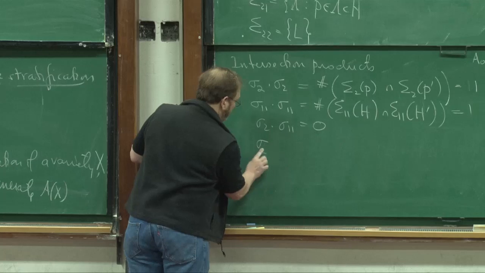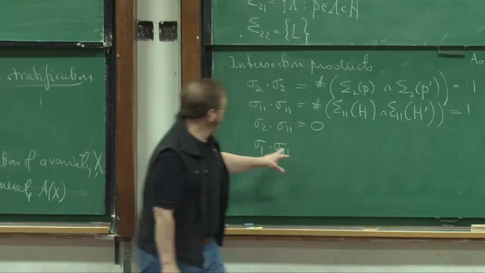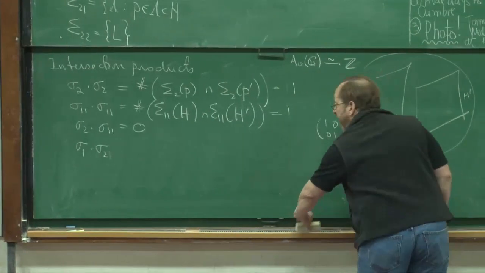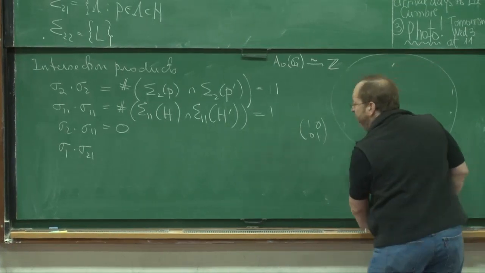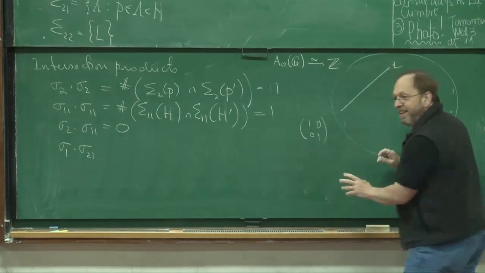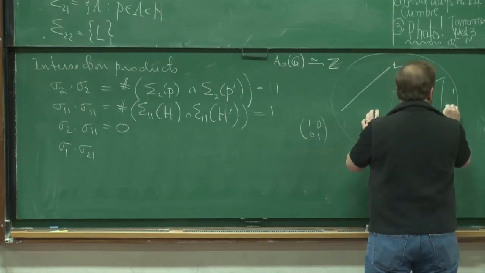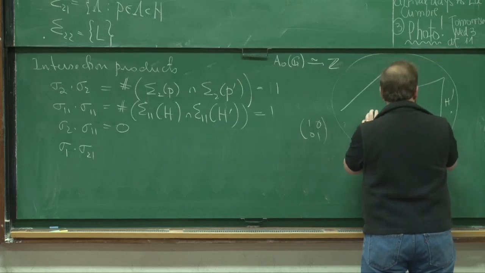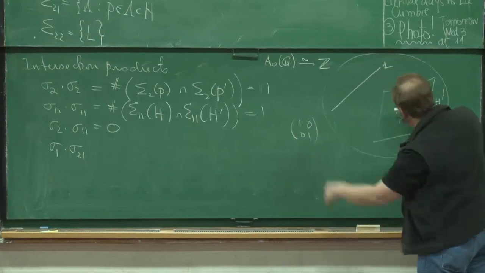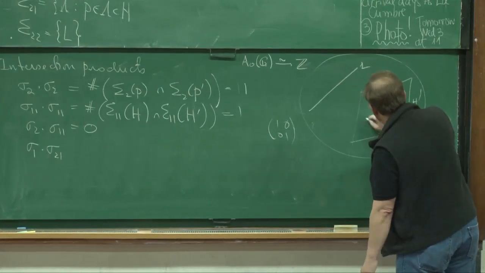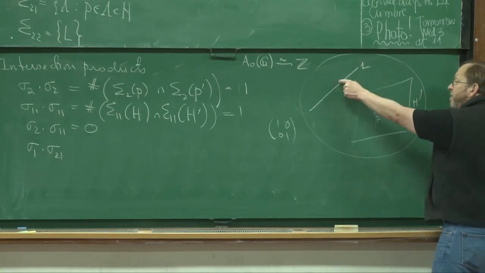Sigma 1 dot sigma 2 1. So now we're looking at lines that meet a line L. They lie in another plane, H prime, and pass through a point P prime in that plane. So sigma 2 1 here is the set of lines in the plane H prime through the point P prime. How many of them will meet L?